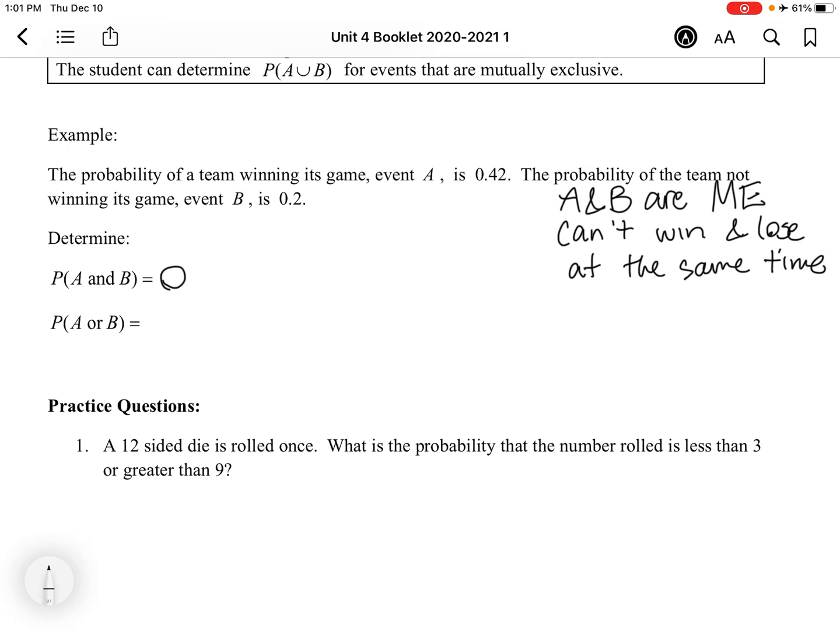What's the probability of A or B? Well, if they're mutually exclusive, then we just add their two probabilities together because remember, there's not going to be any overlap. So we're not double counting anything. So this is going to be the probability of A plus the probability of B. And that works out to be 0.42 plus 0.2, which is 0.62. Okay.